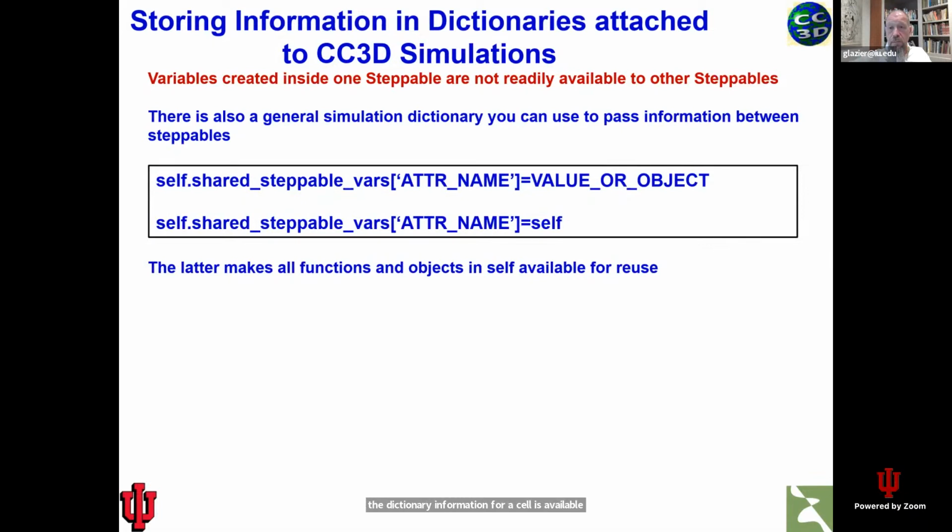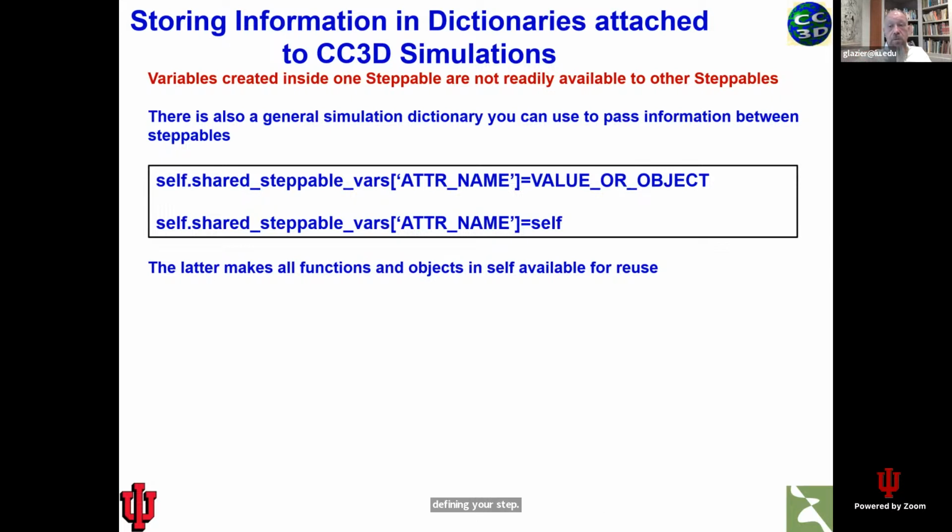One problem with the steppable architecture is that just as values that are defined inside of a function are not available outside of the function, they're local to the function. Values defined inside of a steppable, variables, anything else, are not available outside of the steppable. One way to make them available universally is in that header information region of CompuCell.